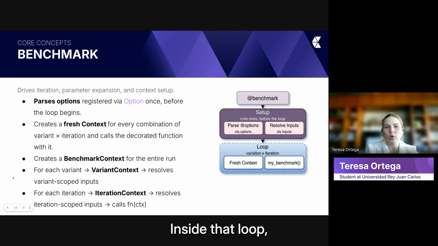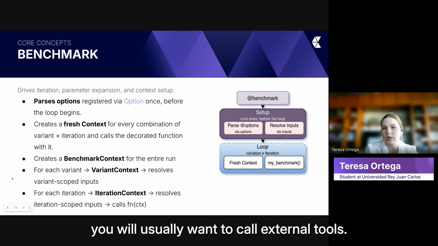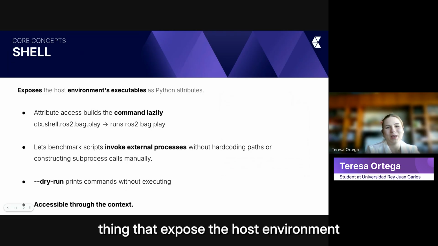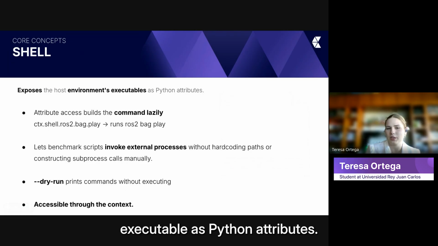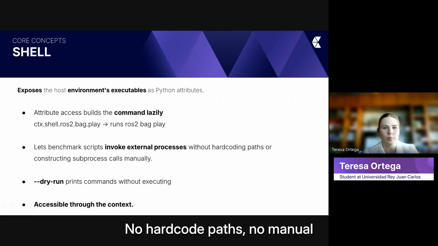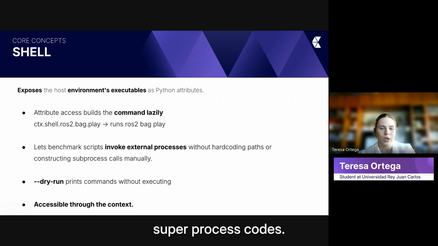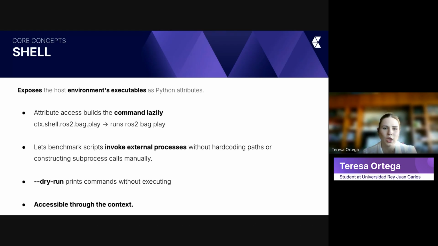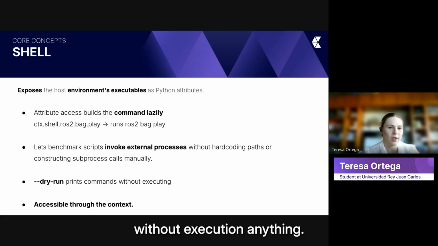Inside that loop, you will usually want to call external tools. So cell is the important thing that exposes the host environment executables as Python attributes. Accessing context.cell.ros2_bagplay builds the command lazily and runs ros2 bag play. No hardcoded paths, no manual subprocess calls. With dry run active, it prints the commands instead of running them, which is the mode we use to validate the full flow without executing anything.